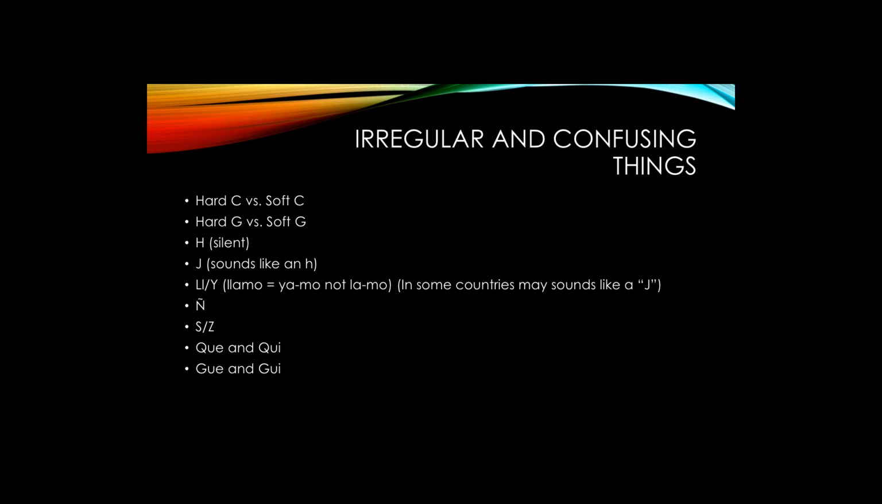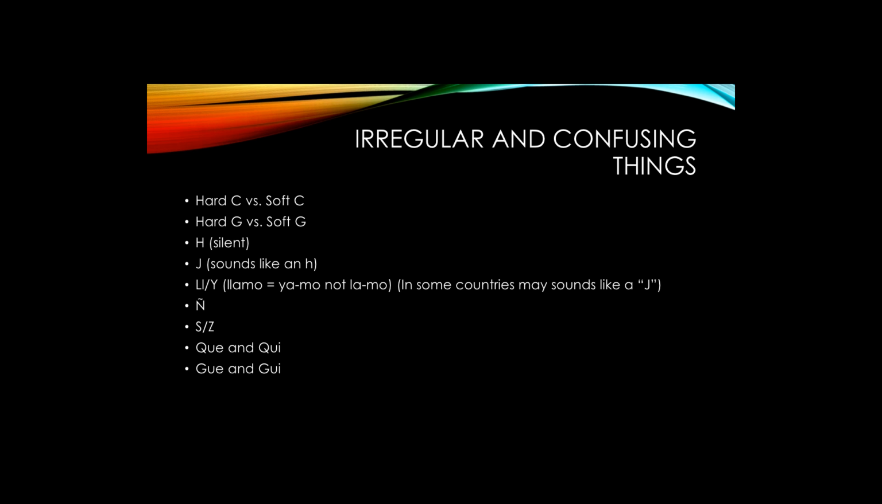Now next we have some irregular and confusing things. You have your hard C and then your soft C. A hard C again is a K sound, like "carro." And then you have your soft sound like "cielo." Then you have your hard G versus your soft G, so you have a G sound as opposed to an H sound. And then your H is always silent no matter what. You never say the H. You don't want to say "hablo" or "hola" with an H sound. You say "hola" or "hablo." And then your J sounds like an H. You don't want to make it sound like a J sound.